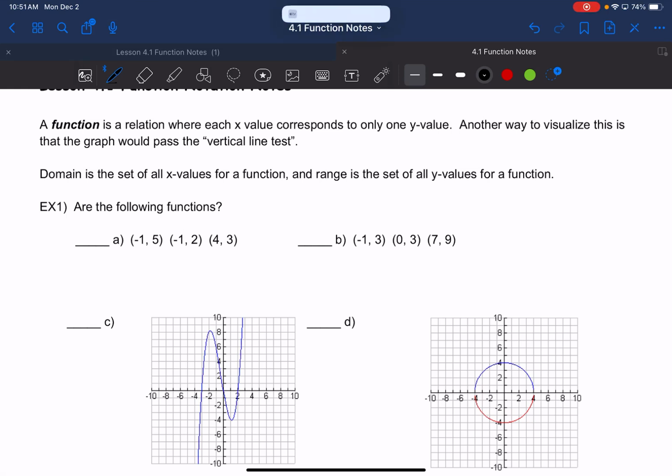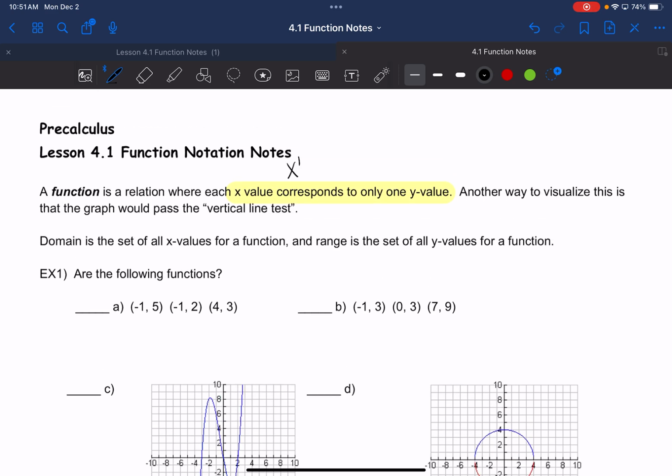A function is a relation where each x value corresponds to only one y value. So that part right there is basically saying that x's cannot repeat. If it's a function, then our x values do not repeat, right? Another way to visualize this would be that if you are looking at a graph, it would need to pass the vertical line test. If it doesn't pass the vertical line test, that means that there are some repeating x values, right? Because they're stacked above one another.